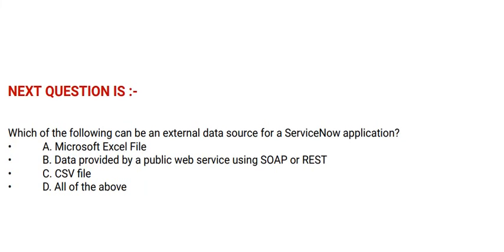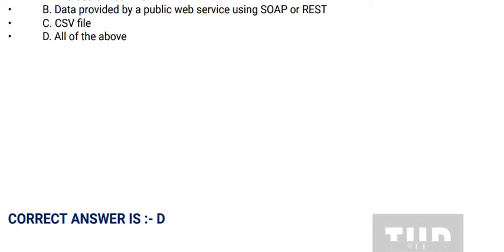Next question is, which of the following can be an external data source for a ServiceNow application? Option A, Microsoft Excel file. Option B, data provided by a public web service using SOAP or REST. Option C, CSV file. And option D, all of the above. The correct answer is option D.